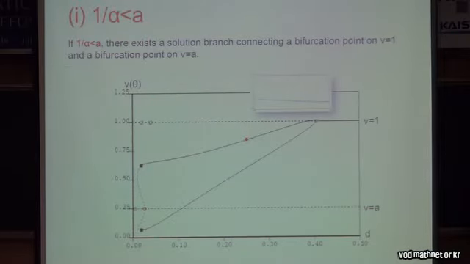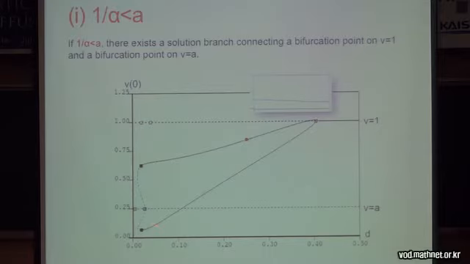1 over alpha is less than A. This means alpha is a relatively large case. So if alpha is a relatively large case, there exists a solution branch connecting a bifurcation point on V is equal to 1 and a bifurcation point on V is equal to A. This means that V is equal to 1, constant solution. And this is V is equal to A. This is a constant solution branch. This means there exists a solution branch connecting this bifurcation point and this bifurcation point.